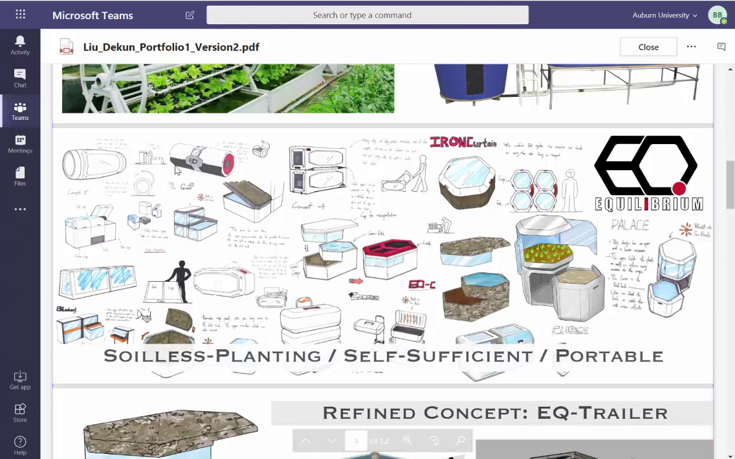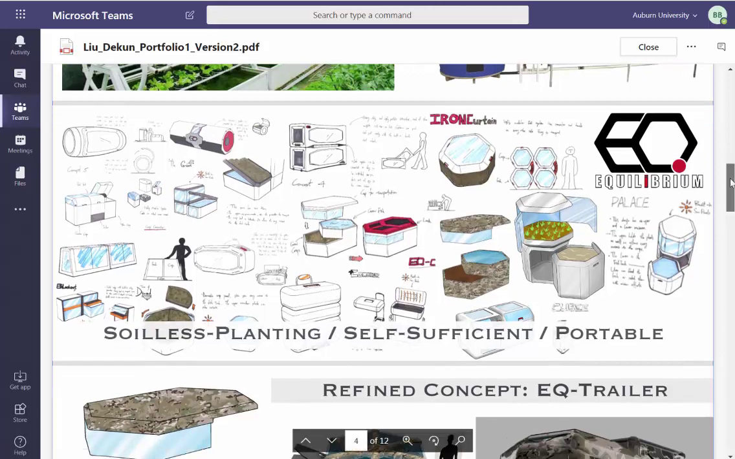Is it possible to categorize? Like, if soilless planting, what are some concepts of soilless planting? What are concepts of portable farming? And then maybe put those two together. I don't need the logo here because we're just talking about concepts.